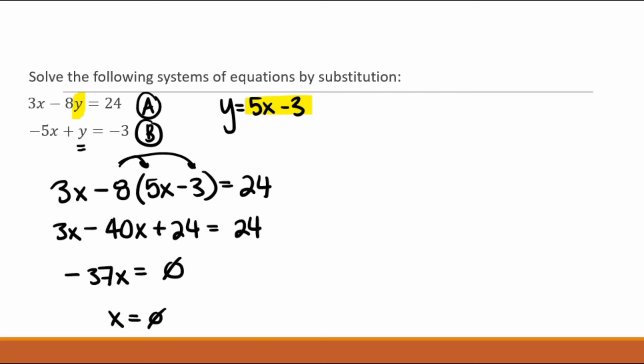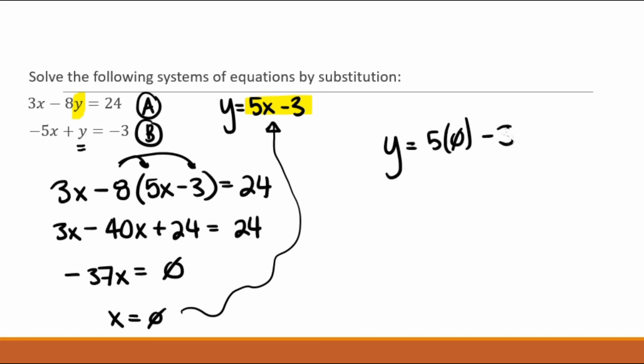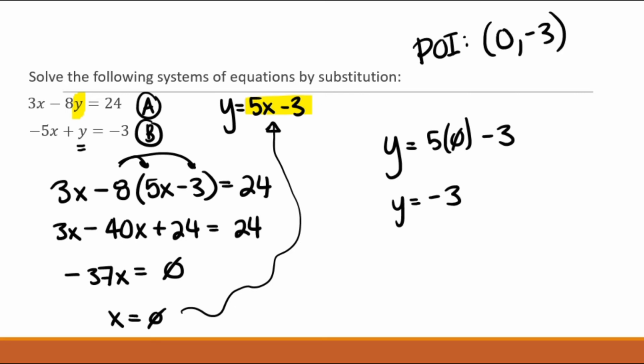Totally fine. I'm going to take that value and bring it up to my rearranged equation and solve for y. I've got x, now I need y. Y equals 5 times 0 minus 3. So y equals negative 3. So I propose these two lines cross at the point 0, negative 3. They cross at the y-intercept.